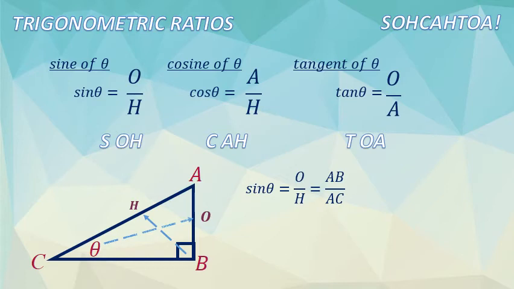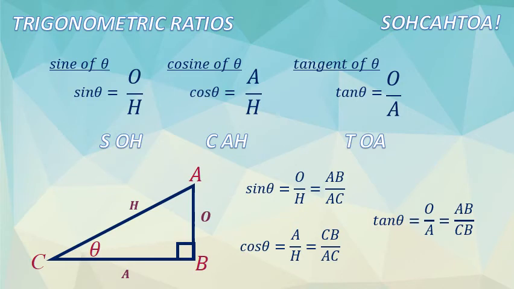What about cosine of theta? Cosine of theta is adjacent over hypotenuse. So adjacent to theta is CB, while the hypotenuse we've already established is AC. Last but not least, tan of theta will be opposite over adjacent. We've already established that opposite is AB and adjacent is CB. Voila!